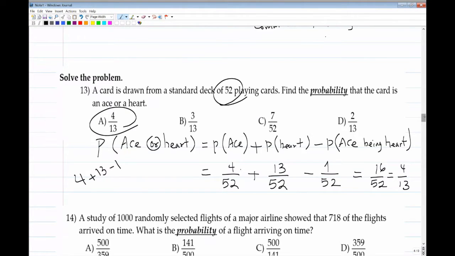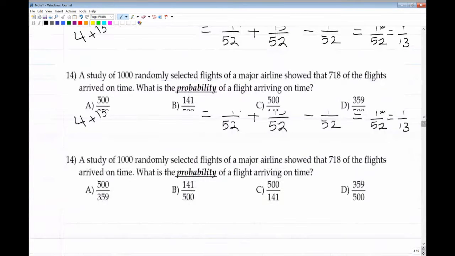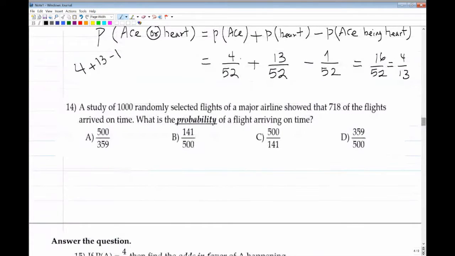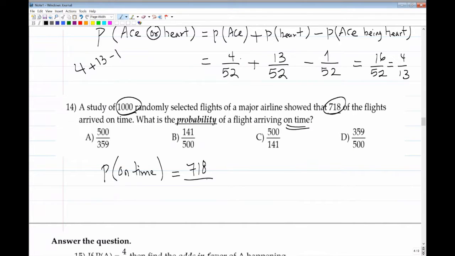Now let's move to the next problem. Now you have a probability. First of all, we have 1,000 flights, 718 arrived on time. Find the probability that the flight will arrive on time. That's a straightforward problem. The probability of arriving on time will be equal to 718 divided by the total, which is 1,000.